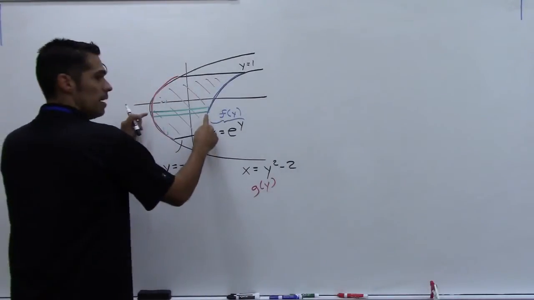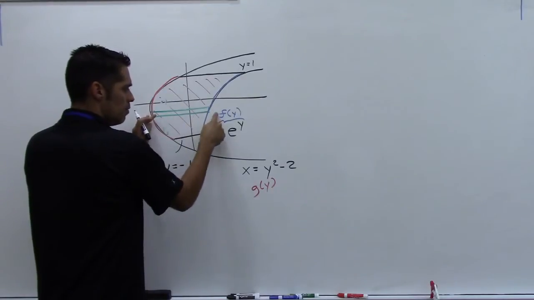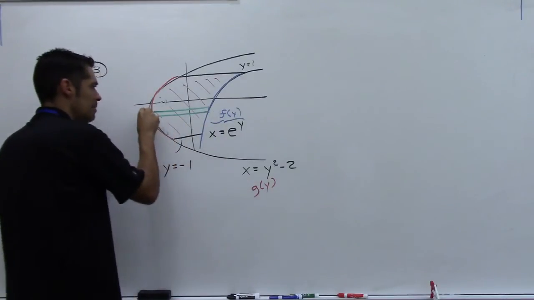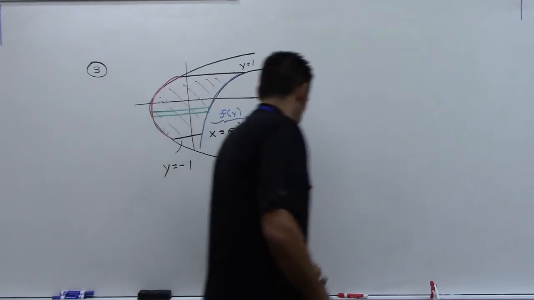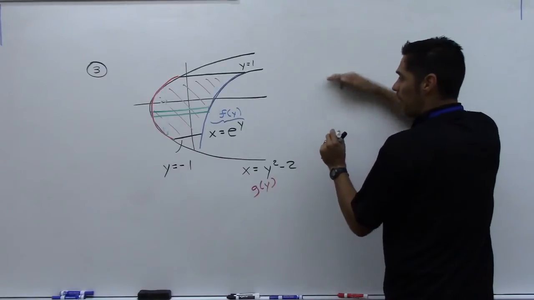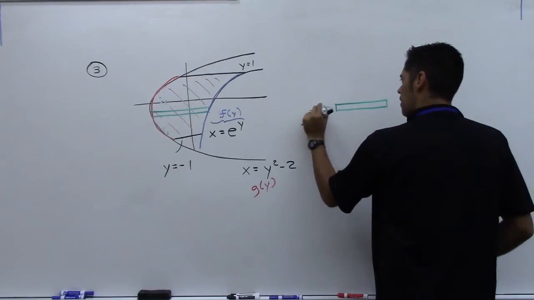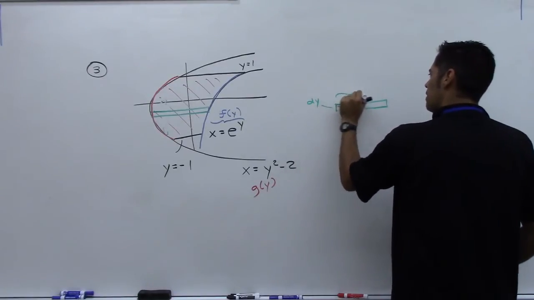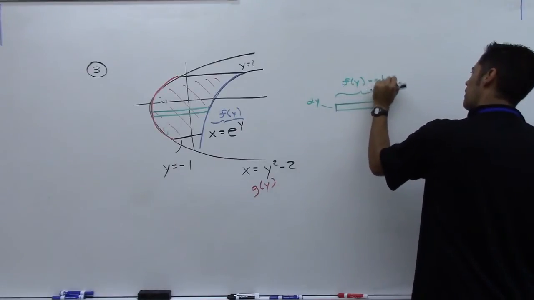If we want to find the area of this rectangle, it's going to be the width of it, which is f of y minus g of y, and then the height of it, which is dy instead of dx, because when we move that rectangle up and down, it's the y value that's changing. So a rectangle looks like this. This is dy. This side is f of y minus g of y.